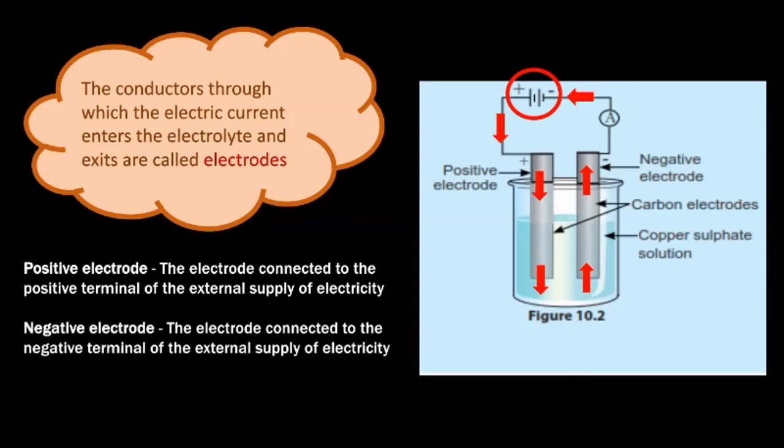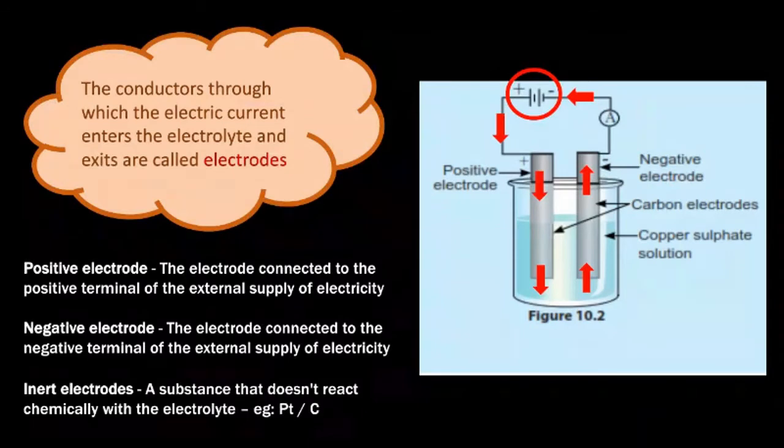Negative electrode. The electrode connected to the negative terminal of the external supply of electricity is known as the negative electrode. The carbon electrodes used in this process are inert electrodes. Inert electrodes are substances that do not react chemically with the electrolyte. Examples: platinum or carbon rods.